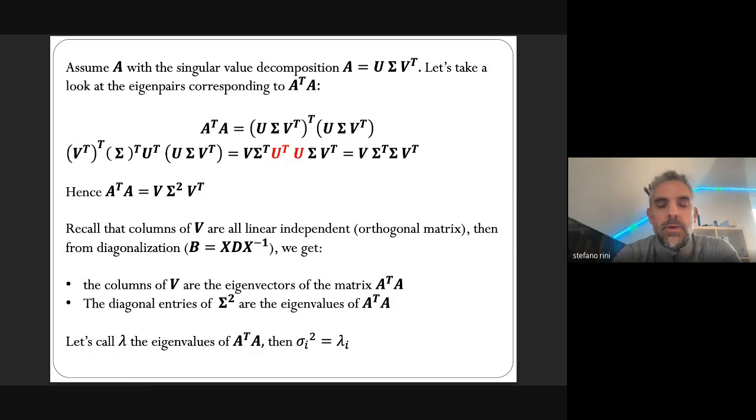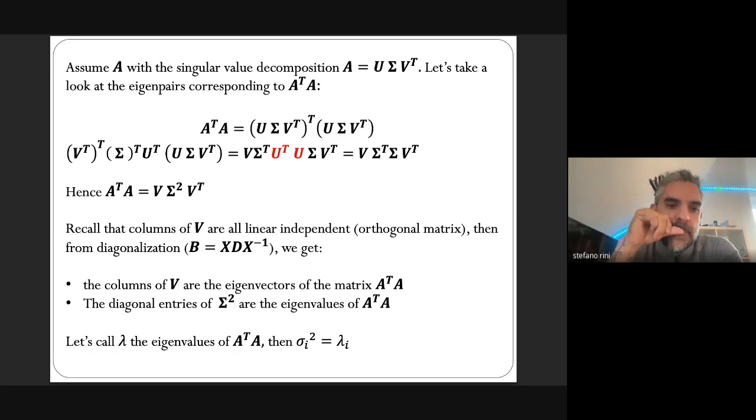Then we look at the eigenpairs formed by A transpose A. Okay, so if we do this, you see that the transposition flips the order of the matrices around, and everything squares off nicely, right? The two matrices here are orthogonal, so U transpose U will give you the identity matrix, and so you get that A transpose A is equal to V sigma square V transpose. Okay, so remember that the columns of V are all linearly independent because it's an orthogonal matrix.